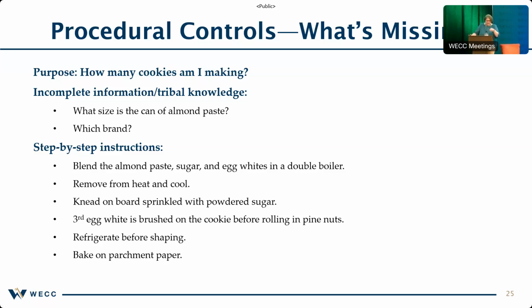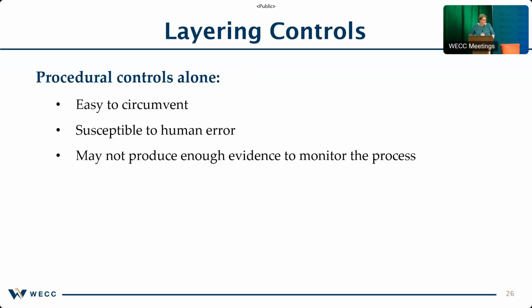And there are a few other parts that I was able to guess here, just by the list. I was able to figure out that the third egg white is used to brush on the cookies, and then you roll them in the pine nuts. But that's because I was familiar with the cookies. And if you're wanting to write procedures that someone who's not familiar with the cookies can use, you're going to have to include some of that information.